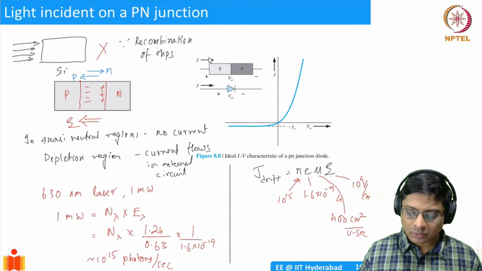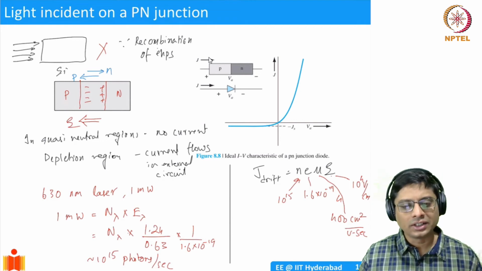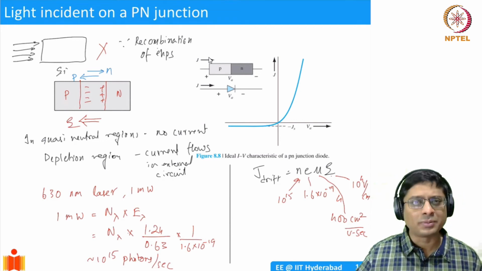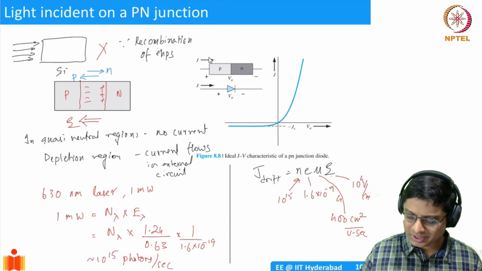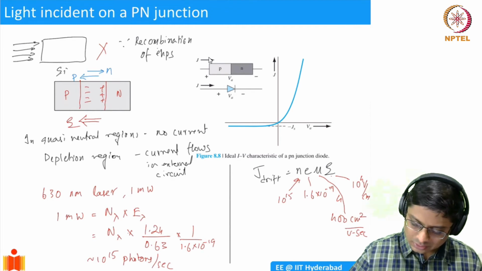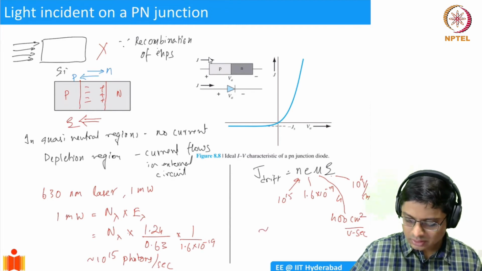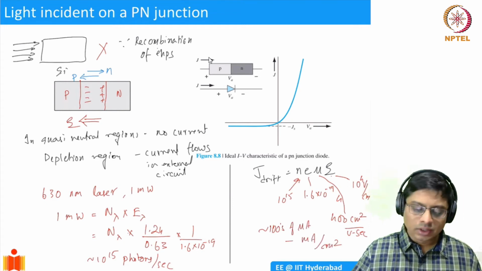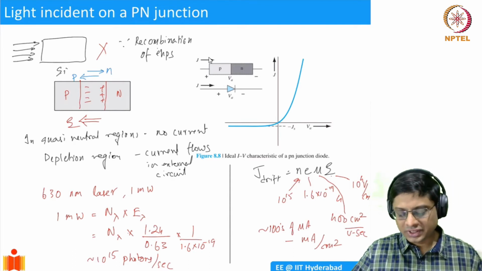So what happens is just by shining light, you are getting current, in the range of maybe milliamps or hundreds of microamps. That sort of a scale you should get currents. Maybe hundreds of microamps to milliamps of current per centimeter square. Okay. So if you have that, you see what's happening.